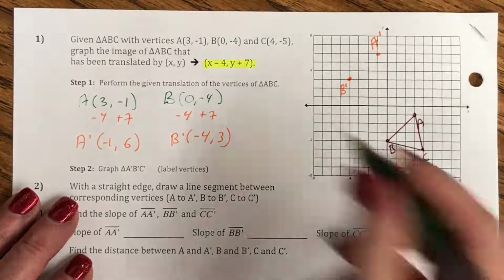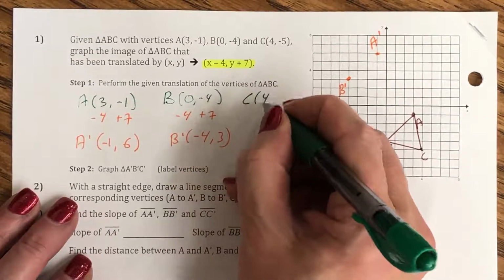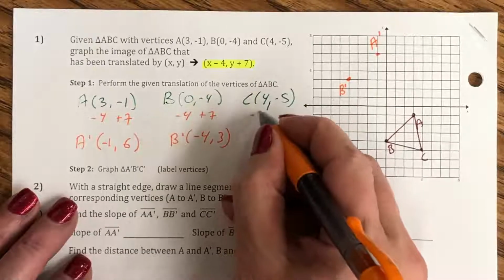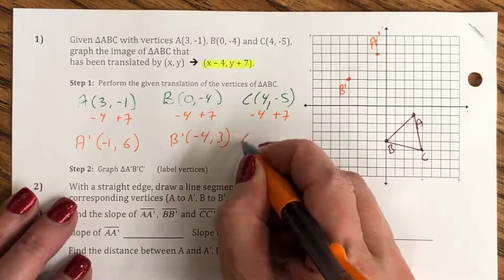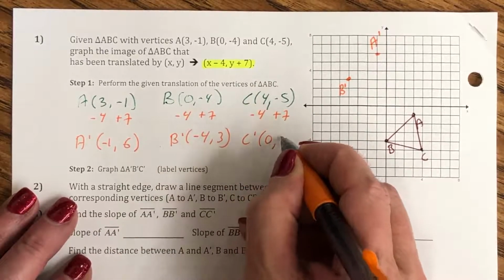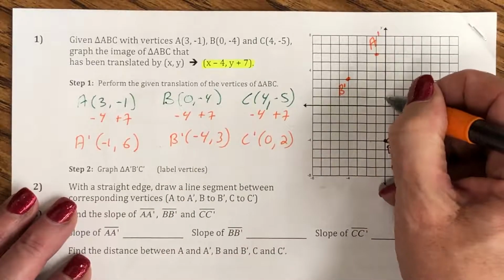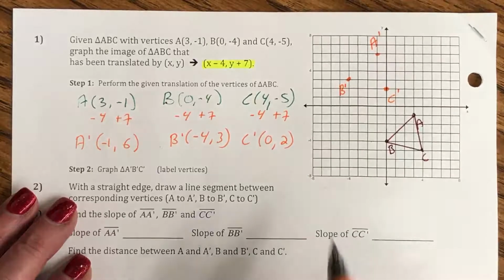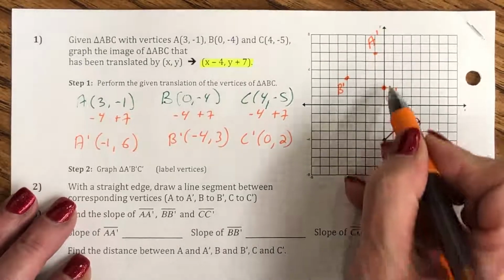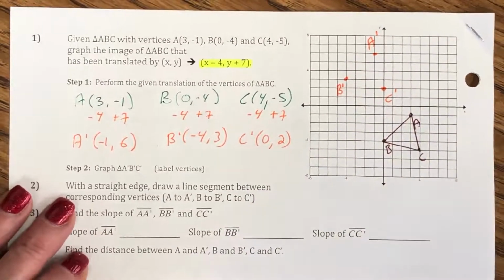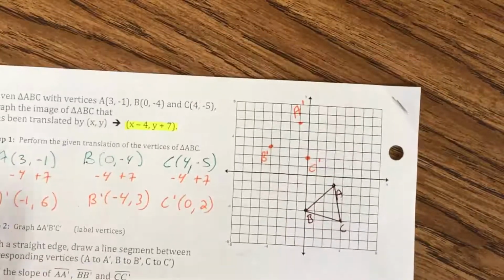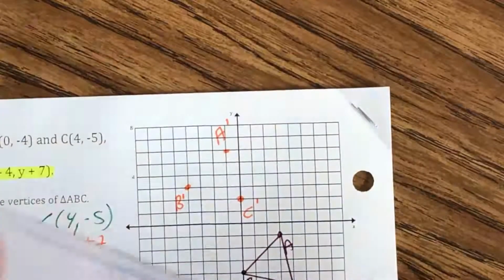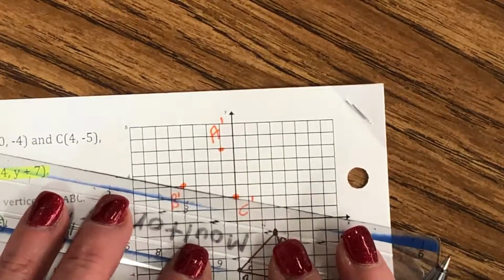Then our last one is C, which is 4, -5. Once again, we're going to subtract 4 and add 7. So C prime is 0, 2. Once again, you can see we went left 4, up 7. Okay, we're going to go ahead now and connect points on the image.